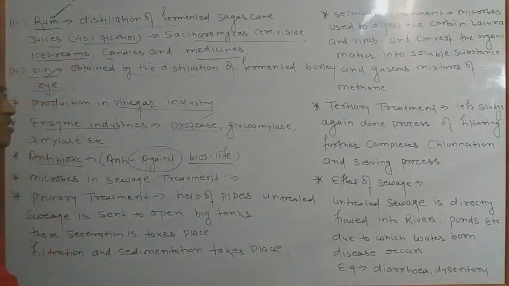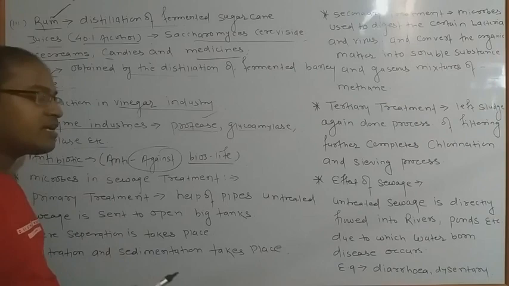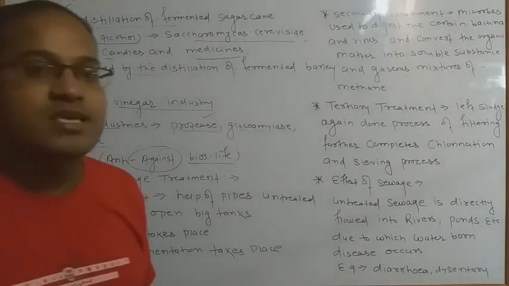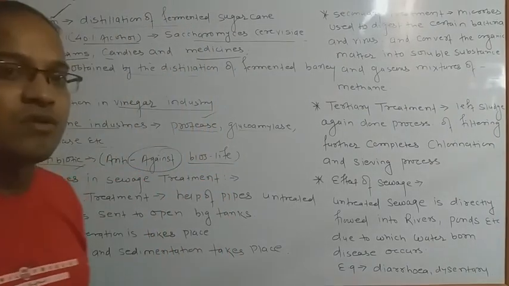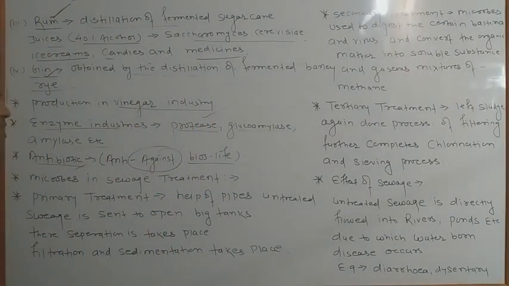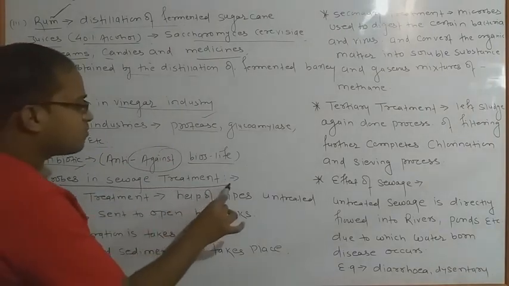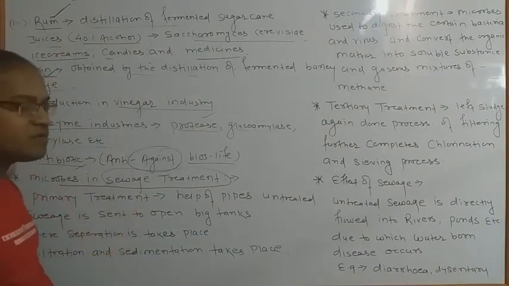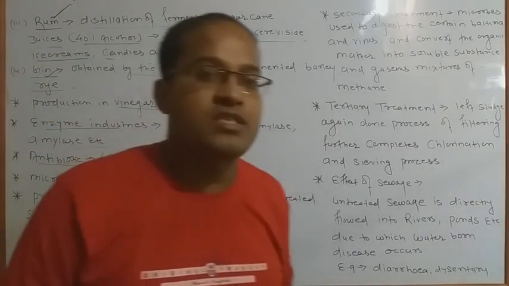Those diseases which are generally harmful for human beings, that time we use antibiotic medicines to kill several types of pathogens, viruses and bacteria also. Okay, so apart from that, now we are going to discuss that microbes are generally used in the sewage treatment procedure. Firstly, what do we know about sewage treatment?